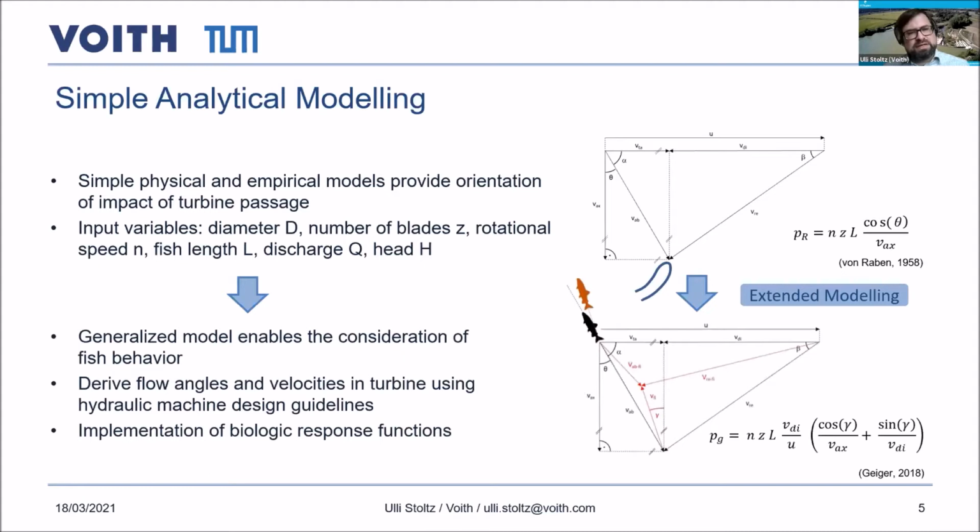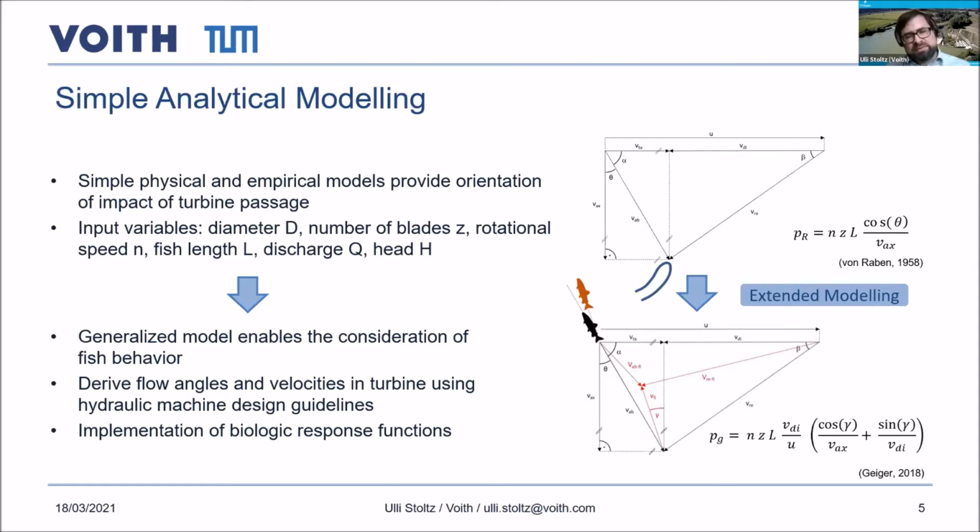Into this go the number of blades, the rotational speed, of course the discharge and the head of the operating condition, also the size of the machine, and of course the length of the fish. This model was then extended to also look into the orientation of the fish and the potential swimming speed of the fish. So with the strike formulation, we could put more variables into it.